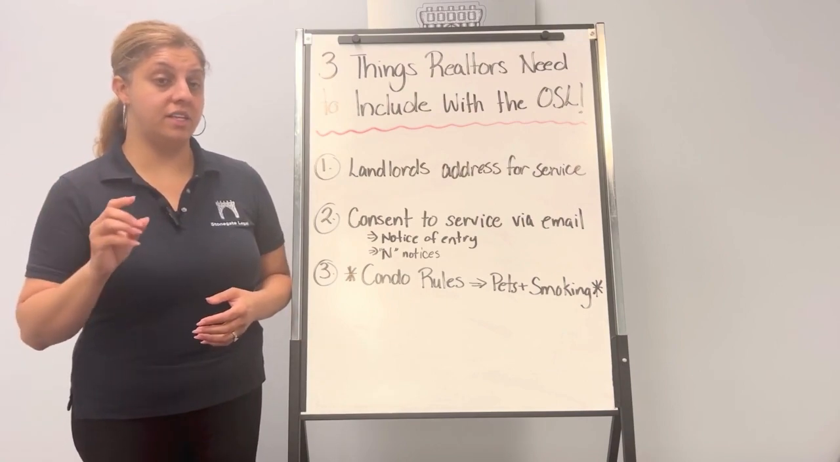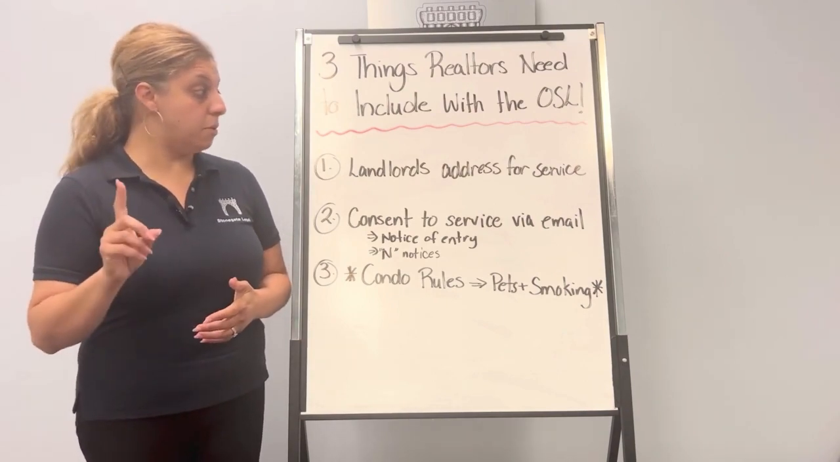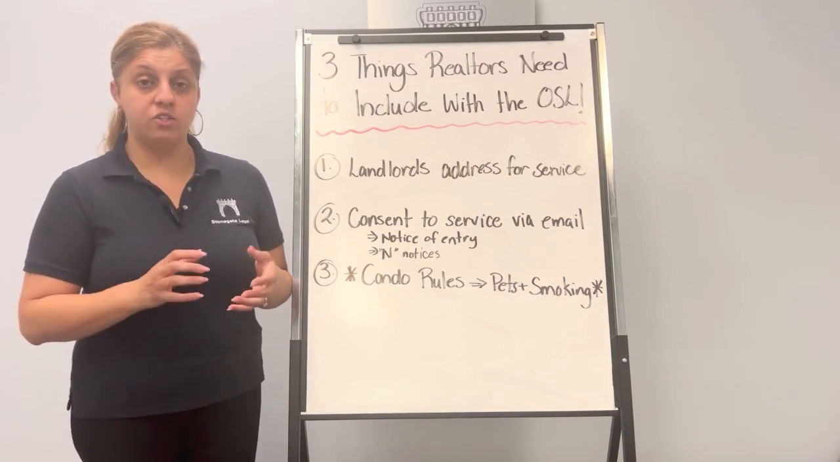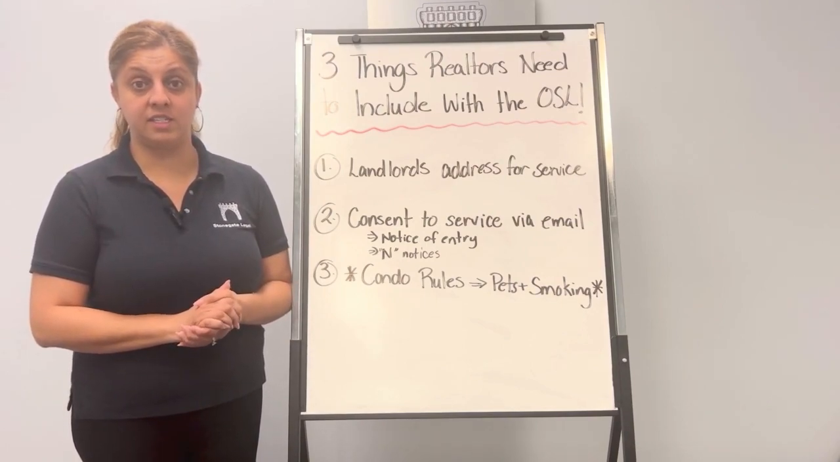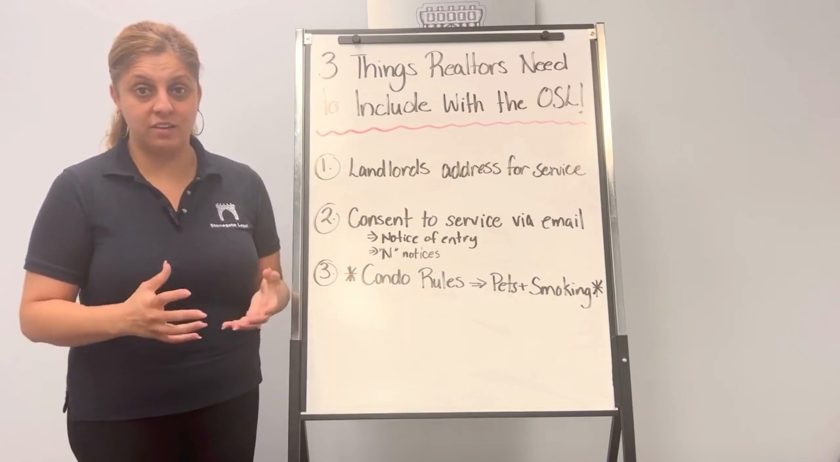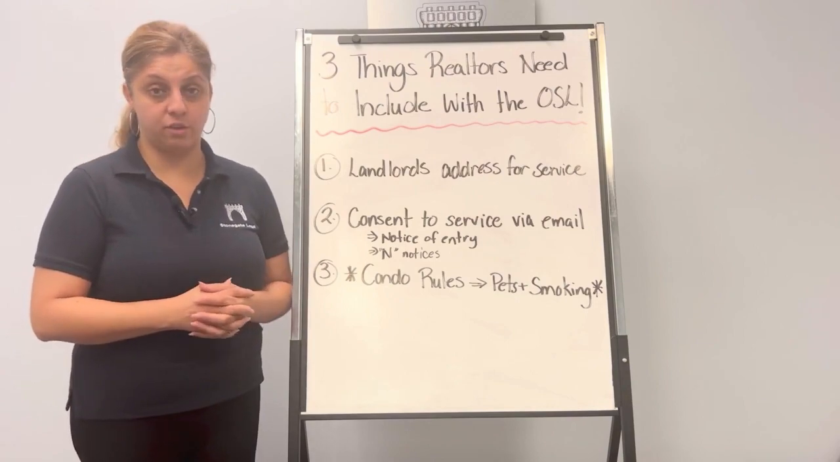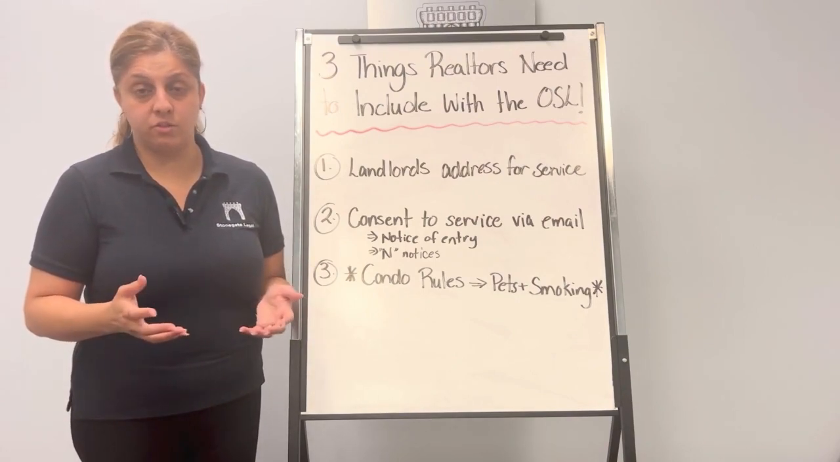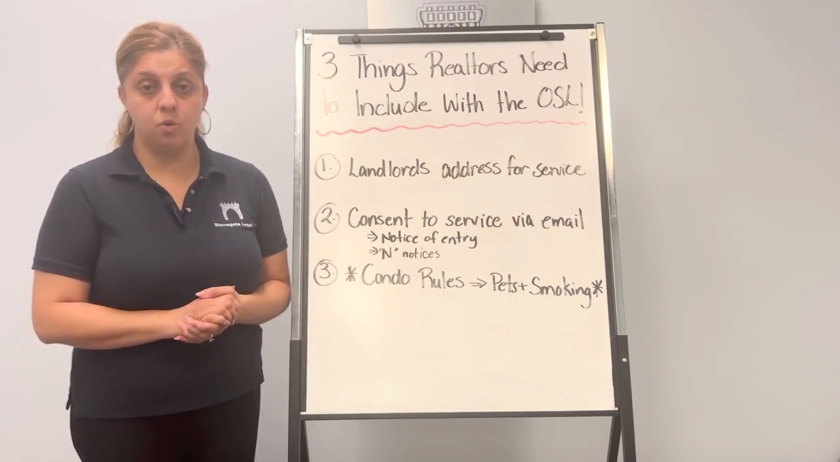Here are the 3 things that agents should include. Number 1, the landlord's address for service. There's a section in the Ontario Standard Lease that many times landlords or realtors leave blank, and that's the landlord's address for service. And the reason why they leave it blank is because landlords say, well, I don't want the tenant to know where I live.